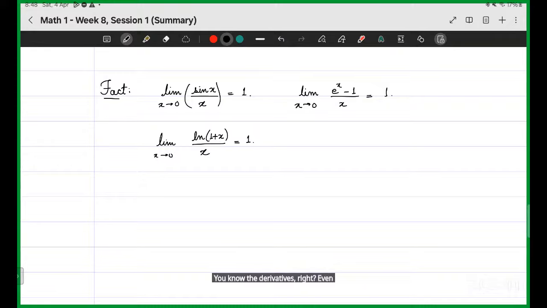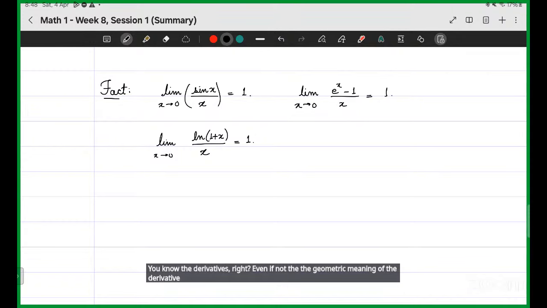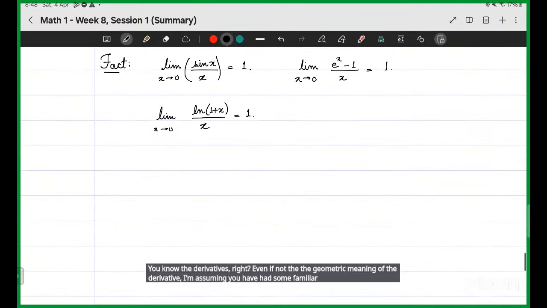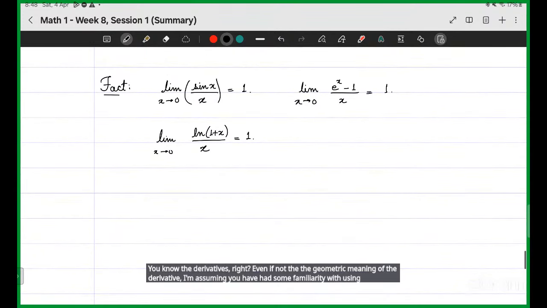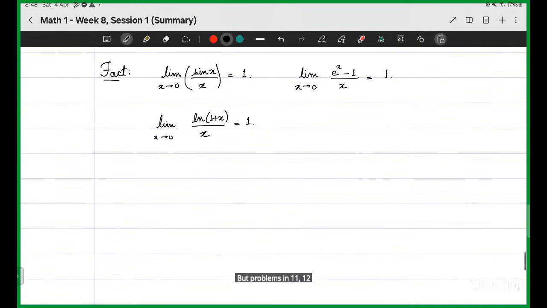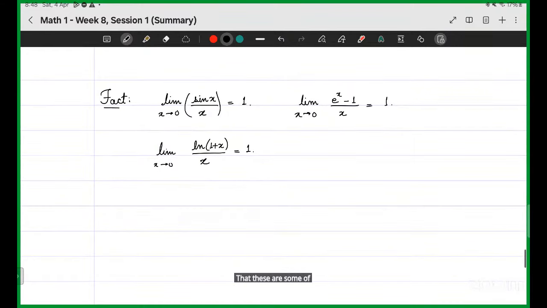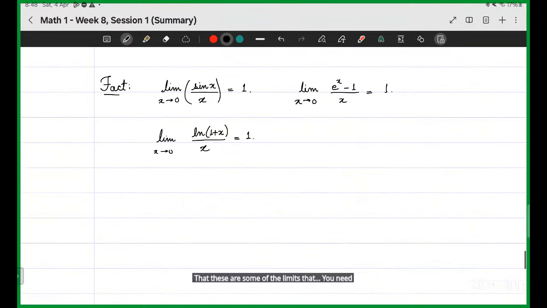Even if not the geometric meaning of the derivative, I'm assuming you have had some familiarity with using it to do math problems in 11th, 12th, wherever, at the very least. Right. So these are some of the limits that you need to know.